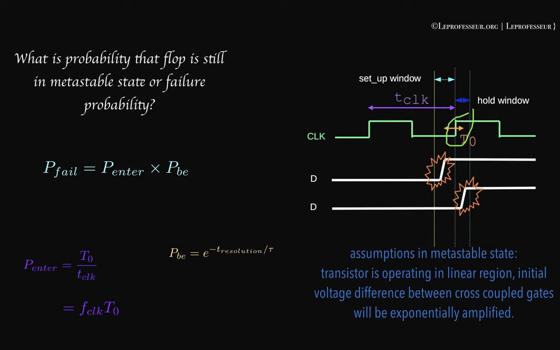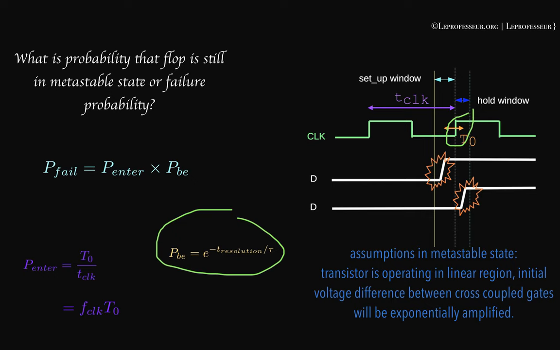So we can say that the probability of the flop still being in metastable state is e to the power minus t resolution divided by tau. Now, what is t resolution and tau? For now, let's just say these are two parameters. T resolution is the time for the flip-flop to resolve to a valid state, or we say that within that time frame, the flip-flop will resolve to a logical state 0 or logical state 1. And tau is a parameter which is proportional to the inverse gain of the transistor.